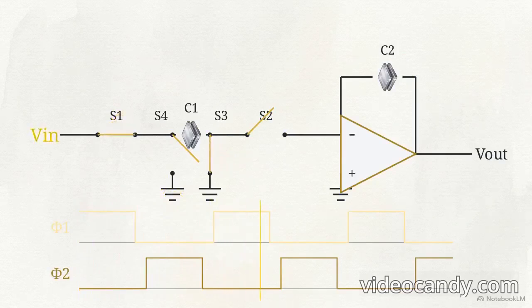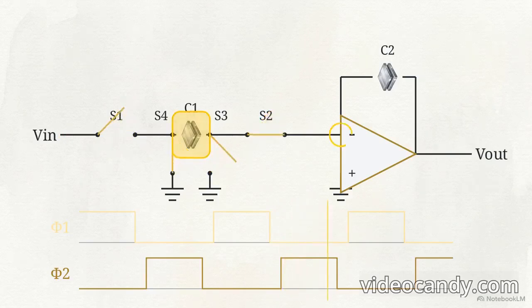During phase 1, the sampling phase, the input switch is closed. The primary capacitor, C1, connects directly to the input voltage. It fills up with charge until it perfectly matches VIN, while the output path remains completely disconnected. Then comes the moment the clock toggles to phase 2. The input switch is open, trapping that sampled charge on the plates of C1.